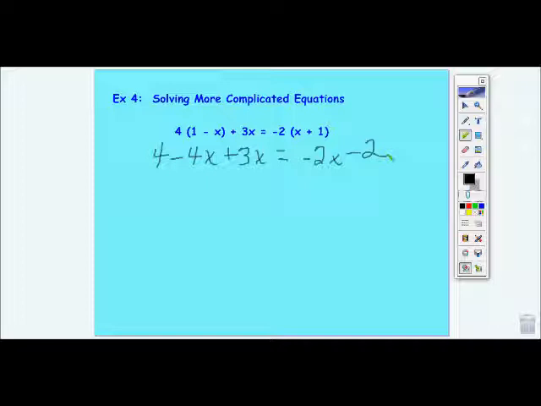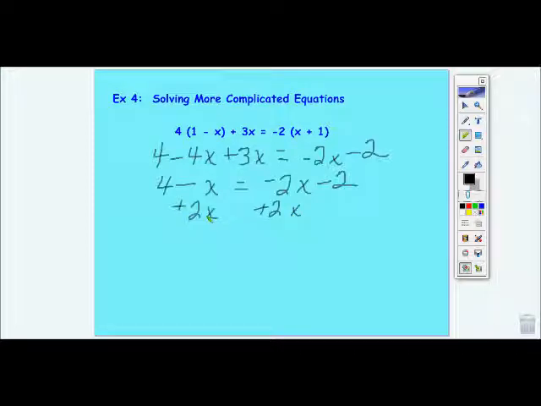Now we're to our previous example where we have some like terms that need to be combined. So we'll leave the 4 here. A negative 4x and a positive 3x would leave me with a negative 1x, or we can just say negative x. Copy down what we did not have to do any simplifying for yet. Now I want to get my variables together. Is negative x or negative 2x the larger negative? Negative 2x is. So I'm going to cancel out my variables on the right-hand side.